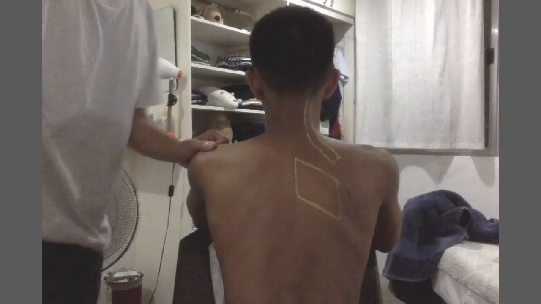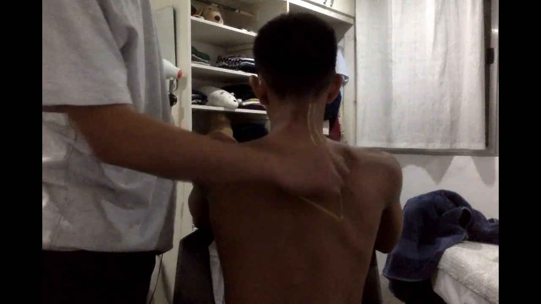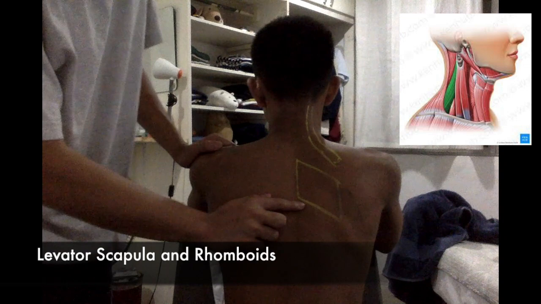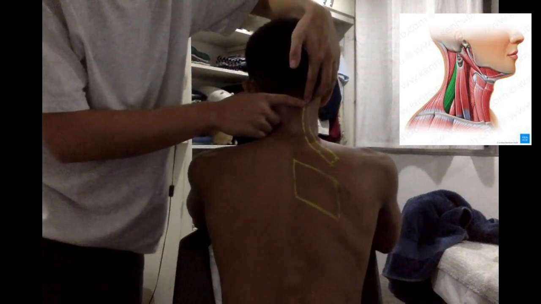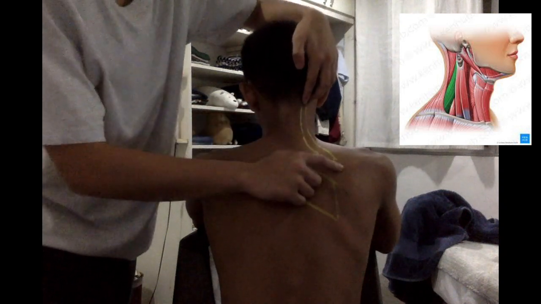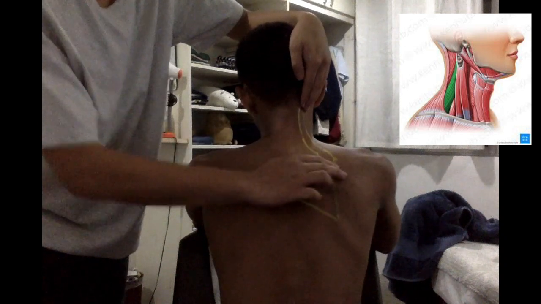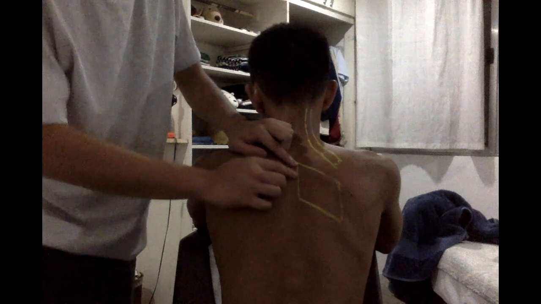Okay. So the next muscles are the levator scapula, which is this one, and the rhomboids, which is this big square right here. The origin of this muscle right here is from C1 to C4, and its insertion is in the medial border of the scapula, which is right here. So that muscle stretches along this area. While this big square right here is the rhomboid muscle.